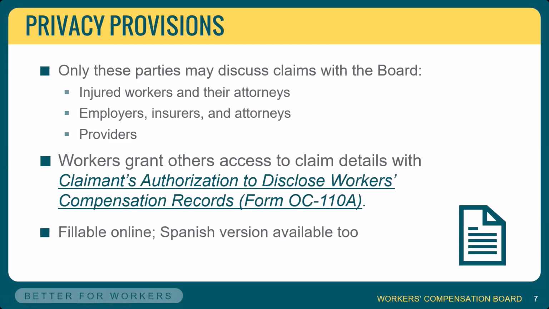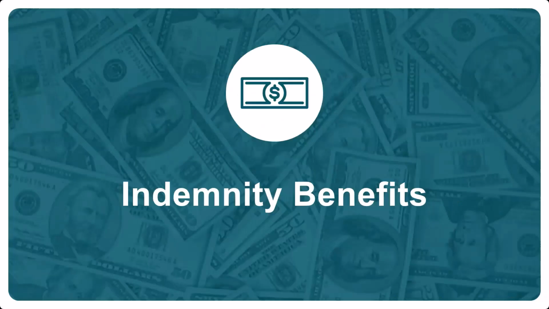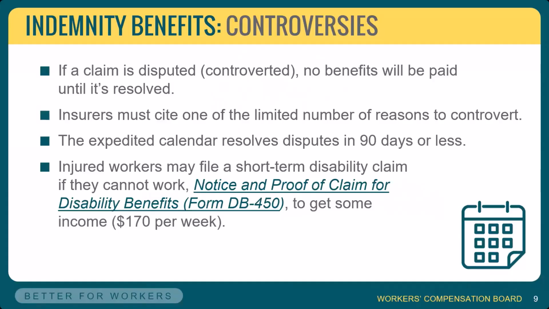Okay, so Jen, let's now start talking about the indemnity benefits. We're going to spend some time here. The first topic we shall cover here is right at the very beginning. The payer has the opportunity to accept or controvert the claim. Controvert is our way of saying dispute. So the payer is saying, I don't think this is a valid workers' comp claim.